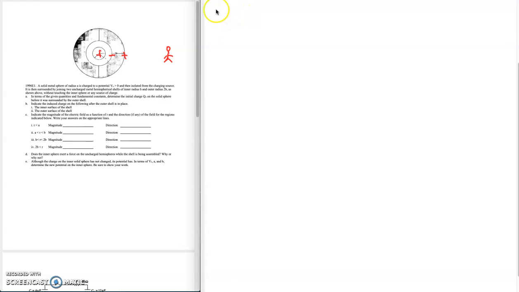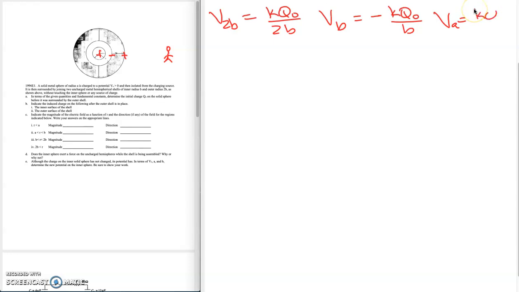So what we have is a voltage due to 2b, which is going to be k q naught over 2b. And then we have a voltage at b, which is going to be minus k q naught over b. And then we still have our voltage at radius a, which is k q naught over a. But the voltage in getting from here all the way to there is going to be the sum of these three voltages. So V new is going to be VA plus VB plus V2B.